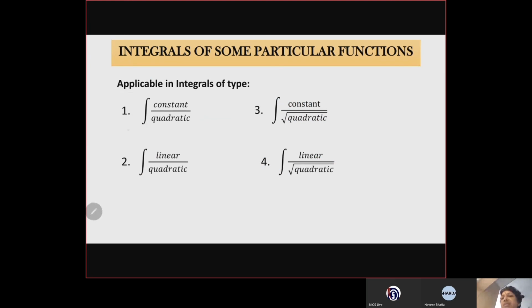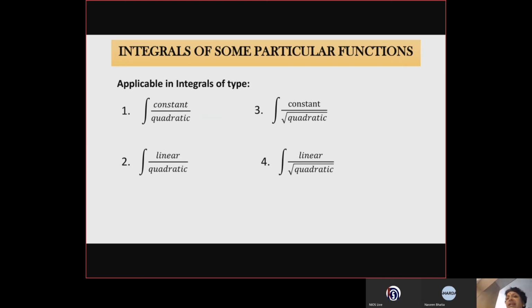Whenever you have integrals of the types constant upon a quadratic या constant upon root of a quadratic या linear upon quadratic या linear upon root of quadratic, वहां सब ये particular functions use होती हैं। कैसे?